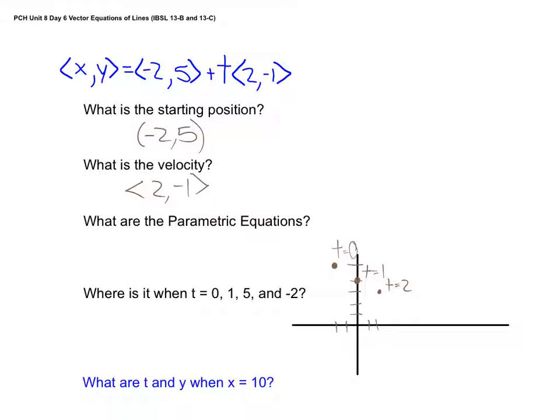What would be our x parametric equation? Someone share with us, what would the x parametric equation be for this situation? X equals -2 plus 2t. Yeah, just the equation for x. X would be negative 2 plus 2t. Okay?